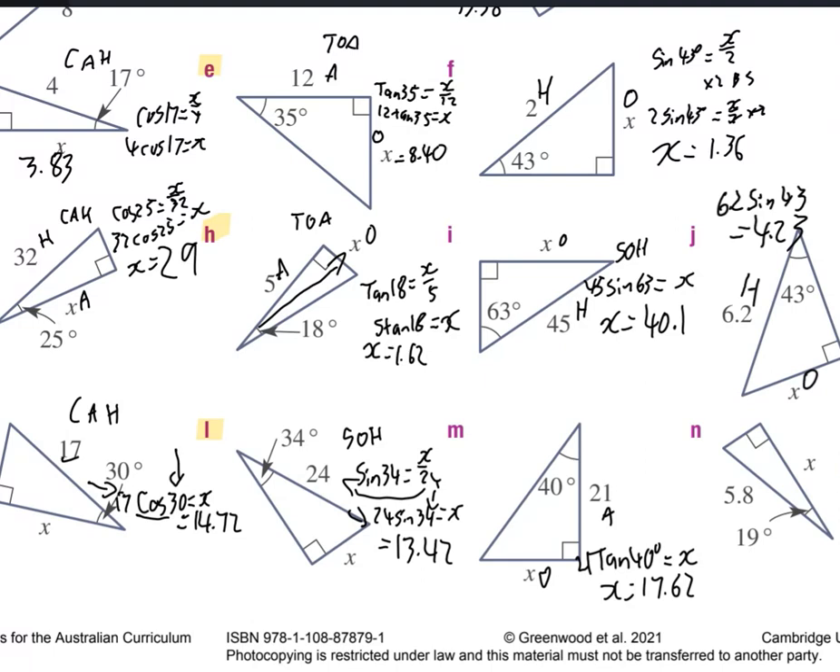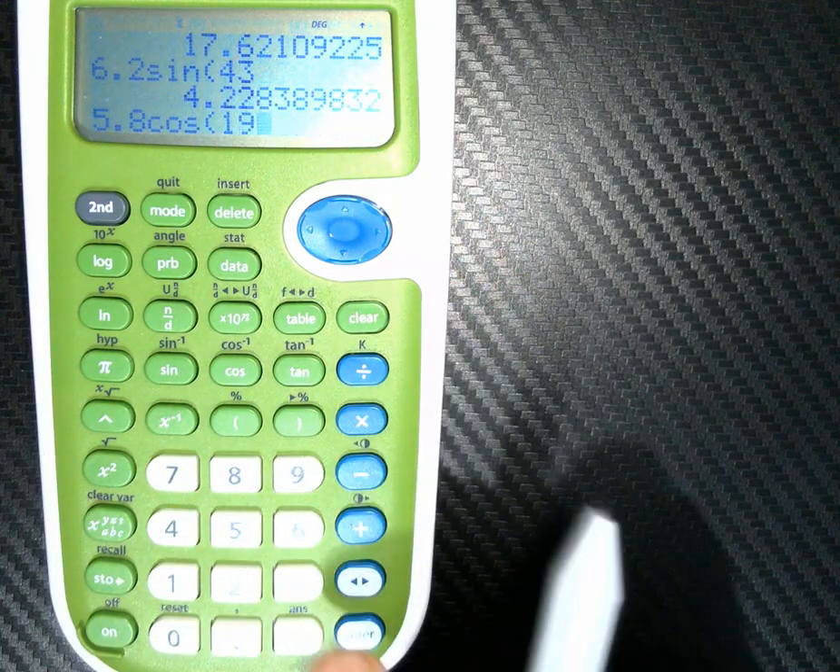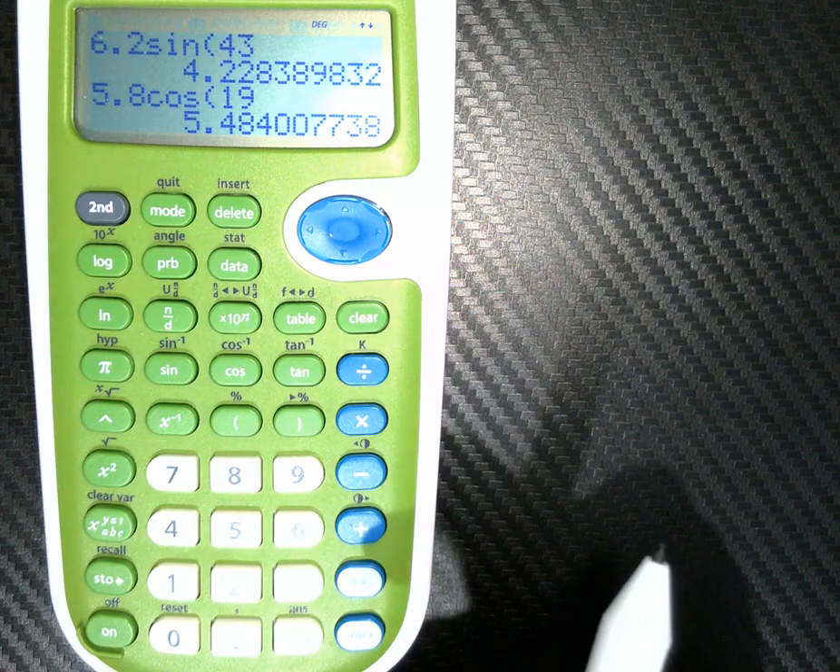And for the last one, there's no opposite, it's going to be adjacent and hypotenuse. So that's going to be 5.8 cosine 19, which equals 5.48.